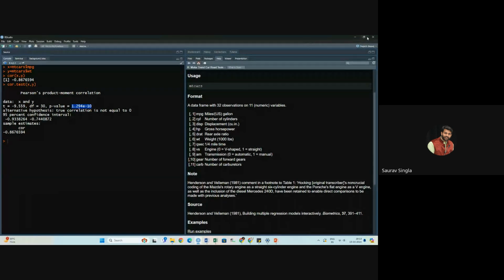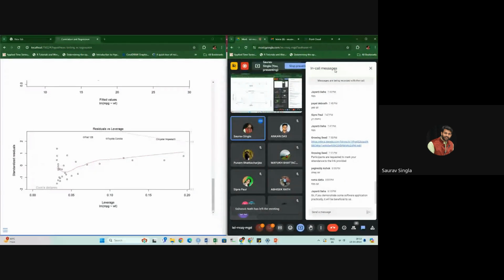So with this, I would like to end this session, and it is open for queries now. Anything you want to ask related to this regression, correlation, anything else, it is open.